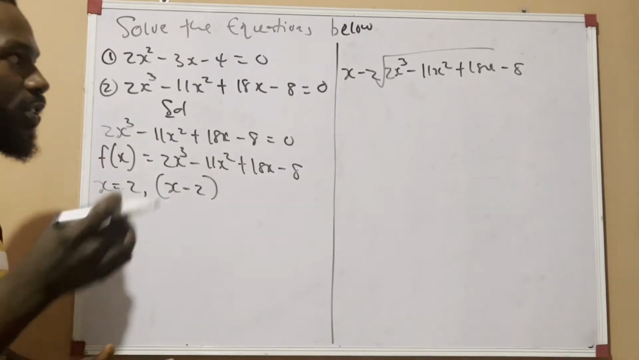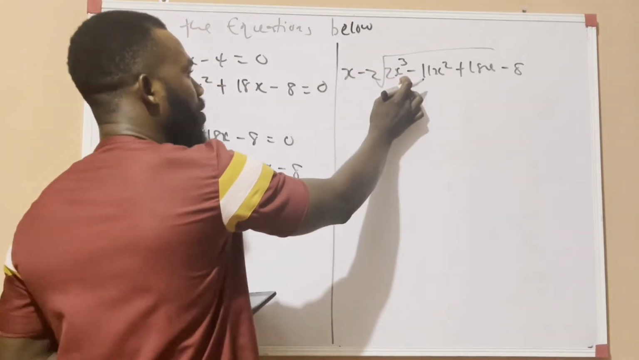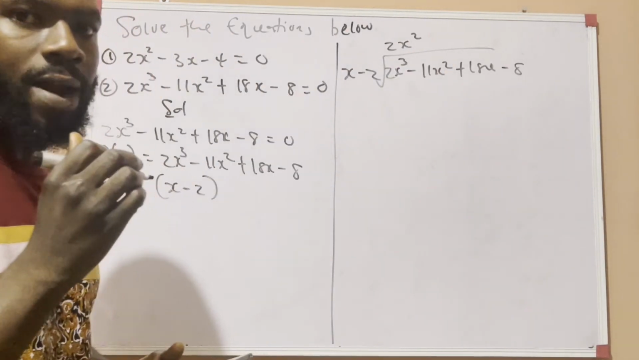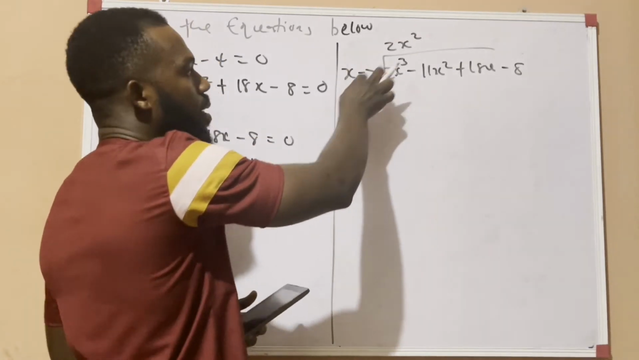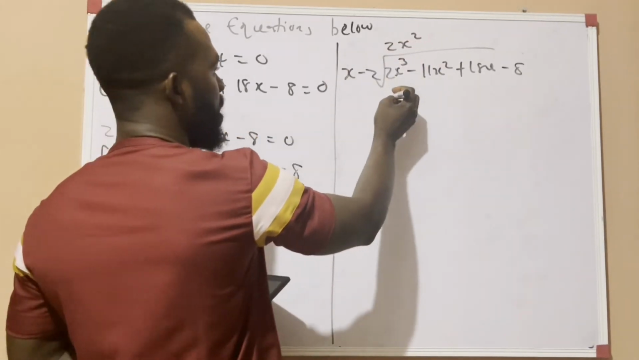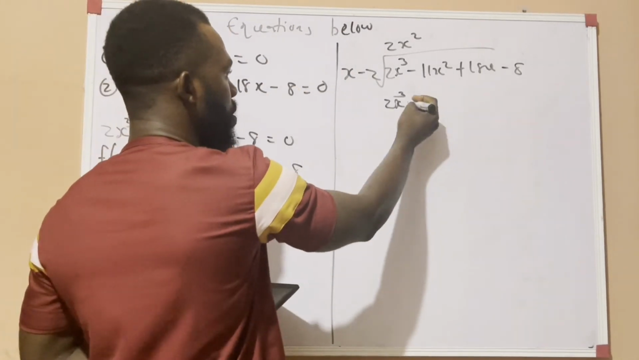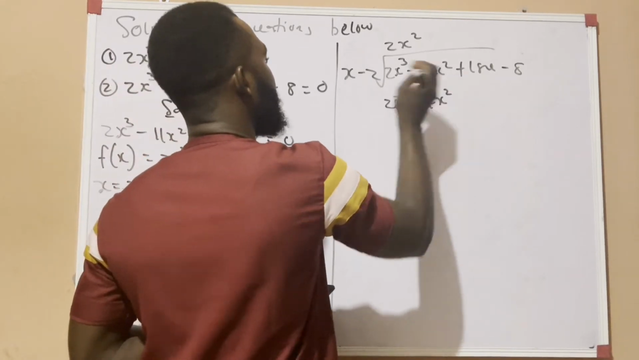Okay, now how do you divide something like this? This is what you do. First, x divides 2x cubed. Now if x divides 2x cubed, I am going to get 2x squared. Alright, good. Now you use 2x squared to multiply x. Now 2x squared times x again will give us 2x cubed. Alright, minus 2x squared times 4 will give us 4x squared.